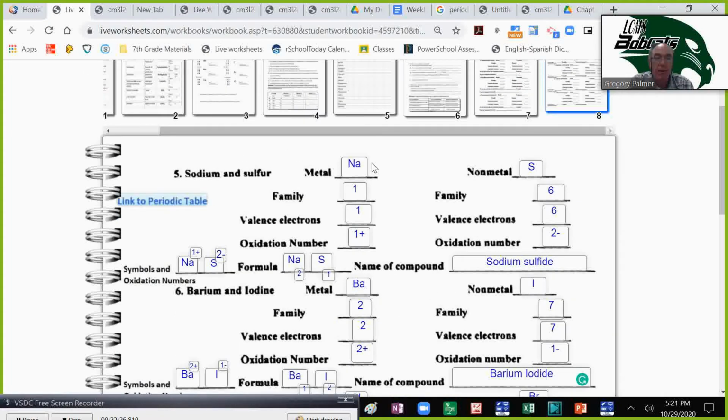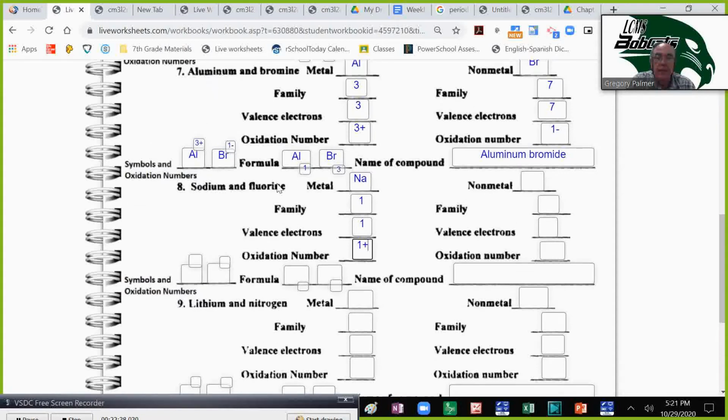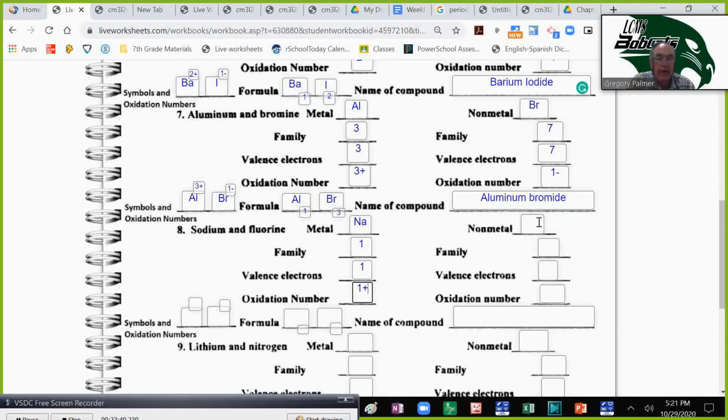We found it up here. Okay, and it's in family 1. It's 1 valence electron. Its oxidation number is 1+. Fluorine is in family 7. It has 7 valence electrons, and its oxidation number is going to be 1 negative.